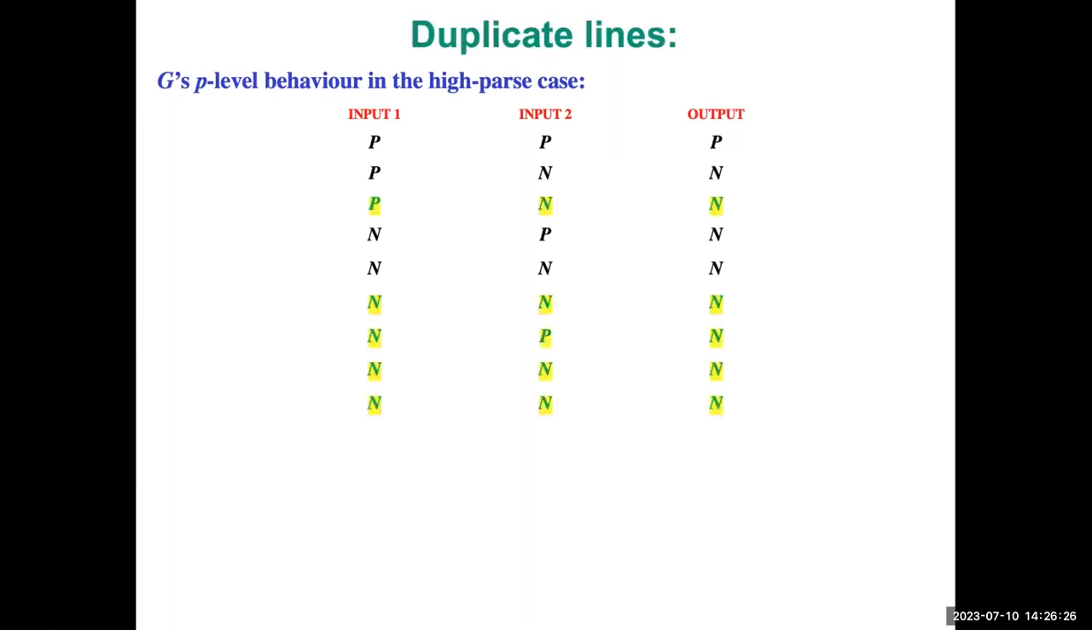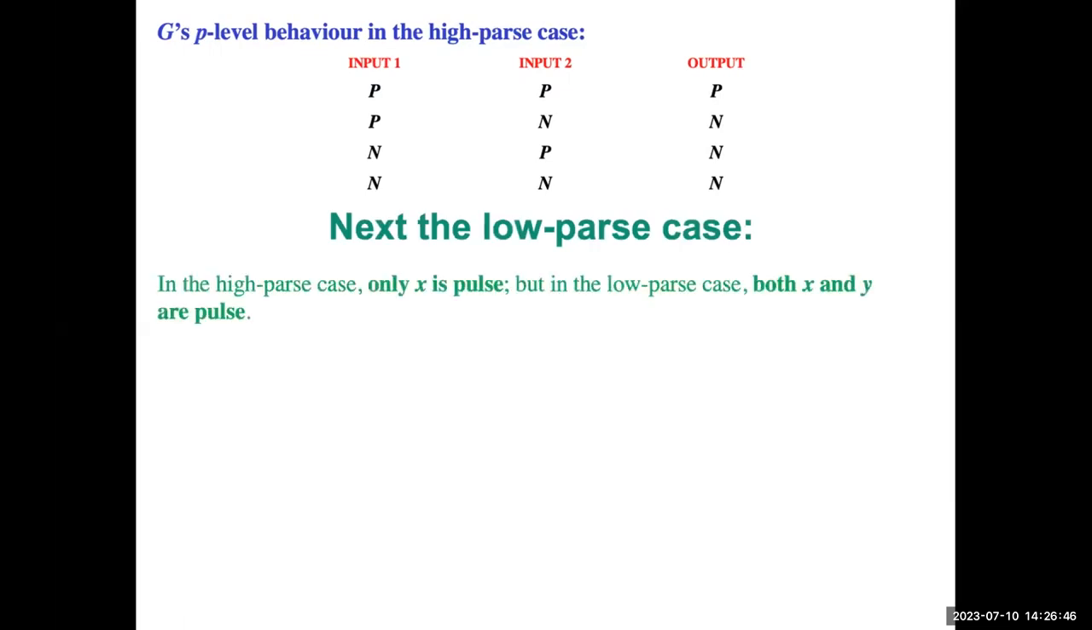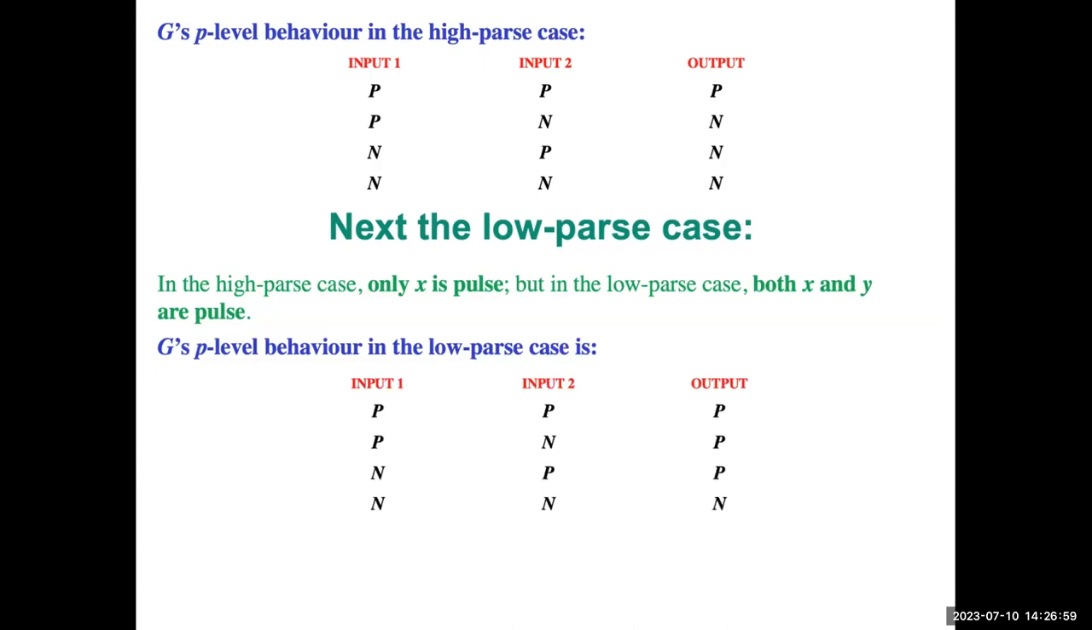Now, some of those lines are duplicates, namely all those ones that I've highlighted. So if we chuck away the duplicates, then you get this more compact pulse table, which describes G's P-level behavior in the high parse case. And then turning to the low parse case: in the high parse case, only X is pulse, but in the low parse case, both X and Y are pulse. So it's pretty obvious we're going to get a different table. And what we get is that. So what's the difference exactly? Well, the input columns are the same, of course, and the difference is in the output columns, where here you've got two N's, and in the low parse case, you end up with two P's.